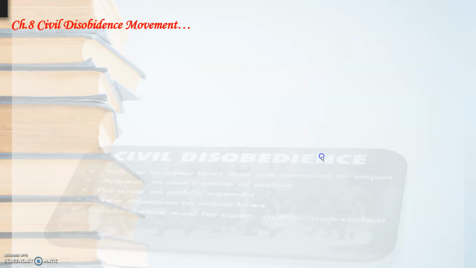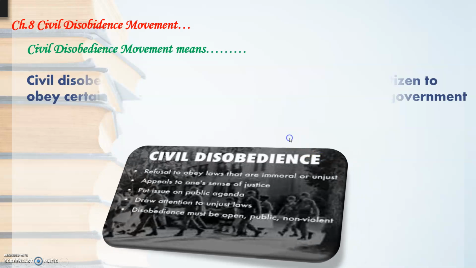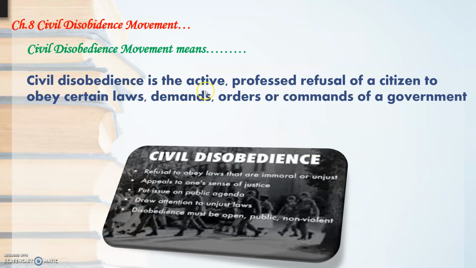Let us understand the meaning of civil disobedience movement. Civil disobedience movement means the active, professed refusal of a citizen to obey certain laws, demands, orders, or commands of a government. Now we have learned how the Britishers were trying to trouble the Indians and they started influencing different types of rules and regulations.